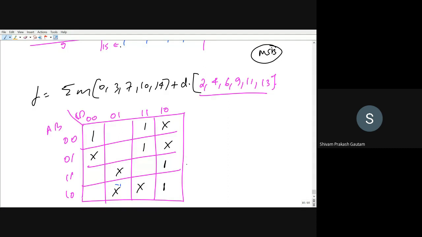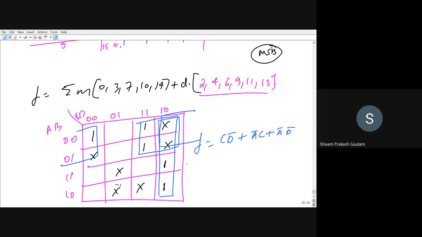Now we will go for an octet. See, an octet is not possible. Then we will go for quads. So you can do the quad like this. Then you can write the function. For this grouping, the function will be C D bar. For this grouping, the function will be A bar C. Then you can do the grouping like this. For this grouping, the function will be A bar D bar.